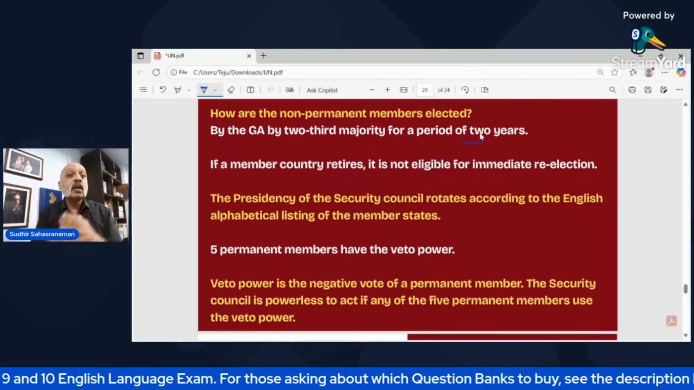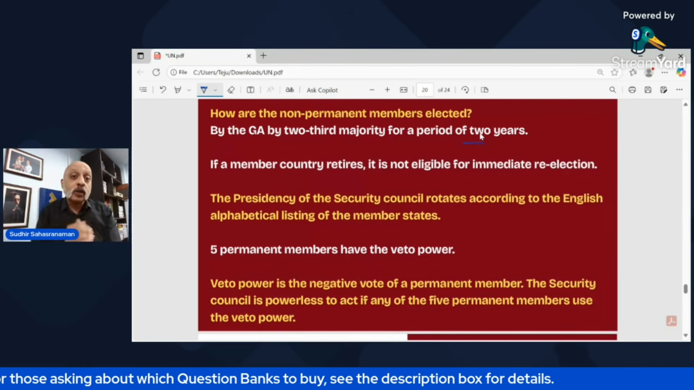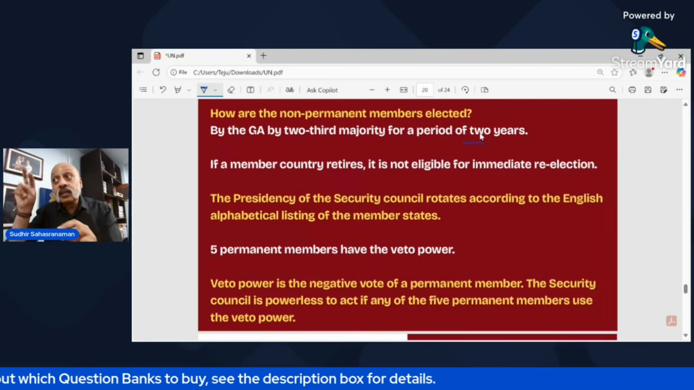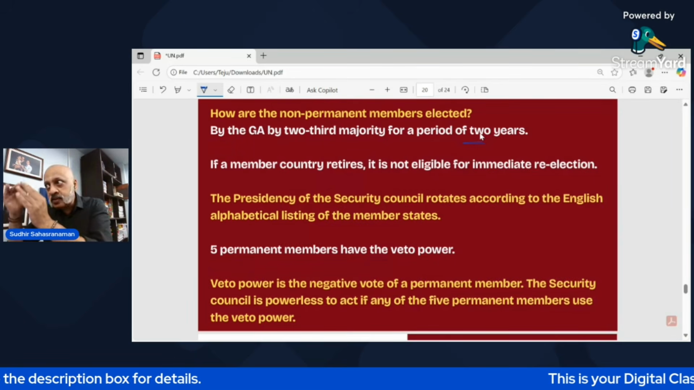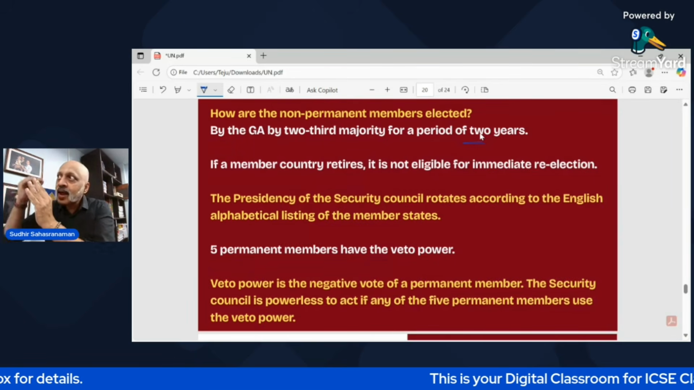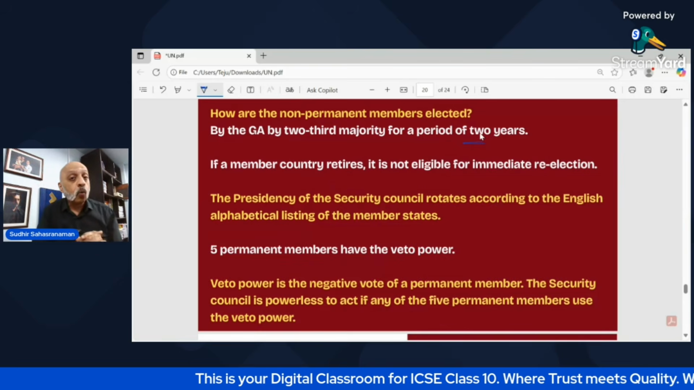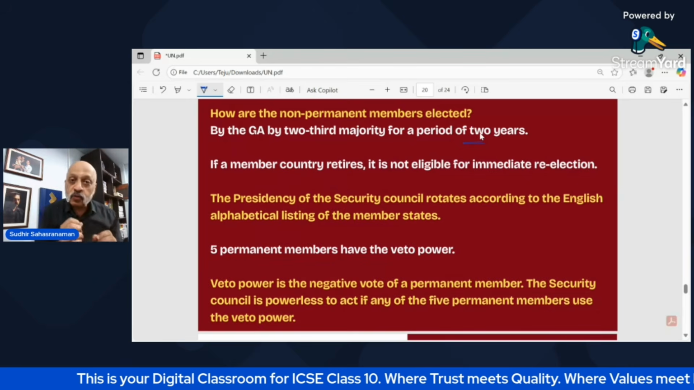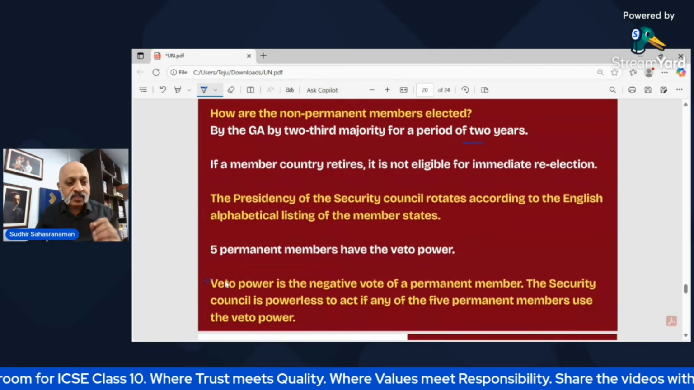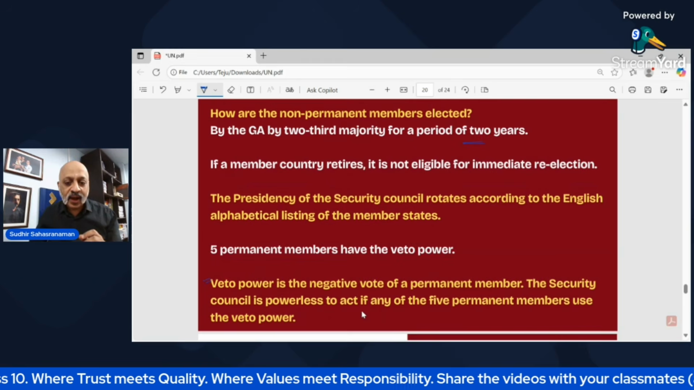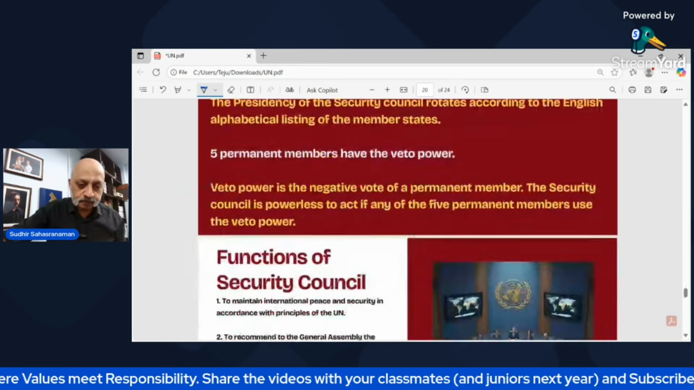All the 193 member states are not equal, and that's another twisted googly question that you could be asked. How do you say that all the 193 member states are not equal? Because these 5 members have been given this veto power, and that gives them a slightly superior power over the other 188 countries. So the veto power is a negative vote of a permanent member. The Security Council is powerless to act if any of the 5 permanent members use the veto power.